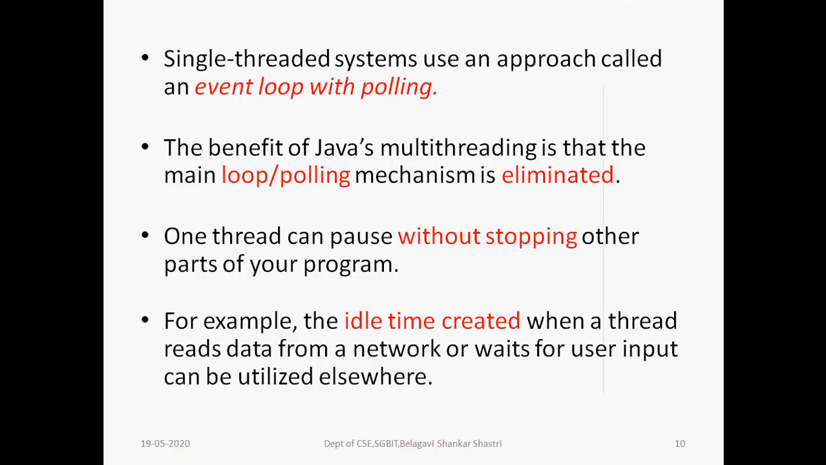What happened previously in single-threaded systems? Slide number 10. In single-threaded systems, only one thread is responsible for executing all the actions. In that case, the user has to wait until the thread operations are completed. To avoid that, Java supports a multi-threading environment. Here there are n number of threads, and these threads are able to execute simultaneously, and it avoids the polling mechanism, or the disadvantages of a single thread.